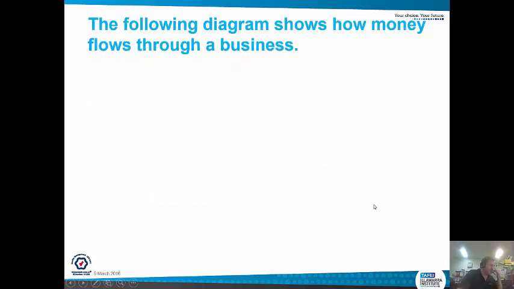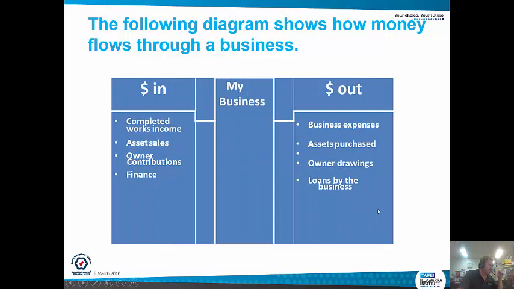Alright, the following diagram shows how money flows through a business. So money in, it's pretty much as discussed before. Completed works income, asset sales, owner contributions and finance, which is lending. Money out, business expenses, assets purchased, owner drawings and loans by the business.